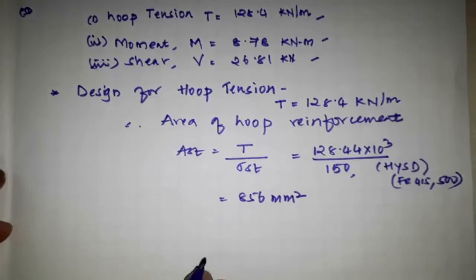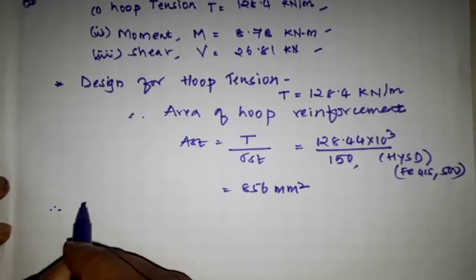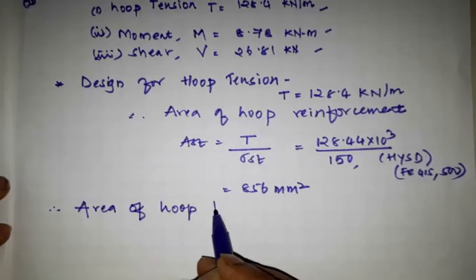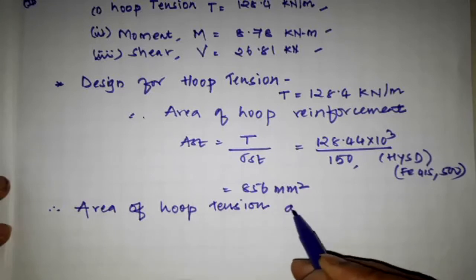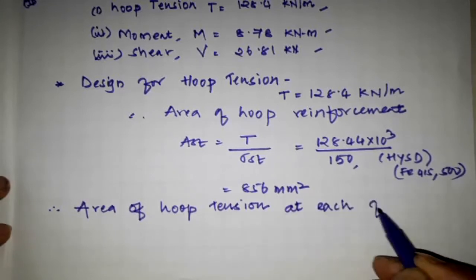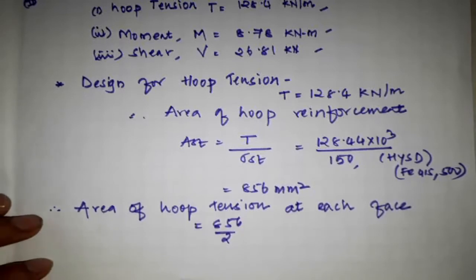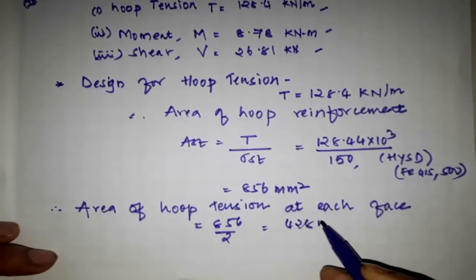Therefore the area of hoop tension at each face is equal to 856 divided by 2. Because we are providing reinforcement at each face, one at the inner face and one at the outer face, since we have to provide a ring, it is 428 mm square for each face.